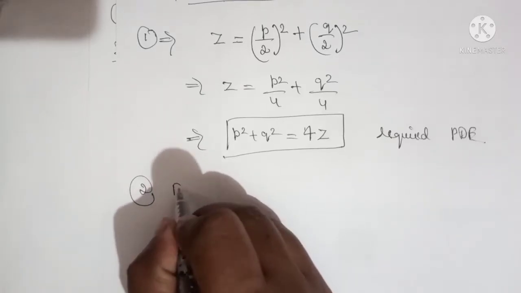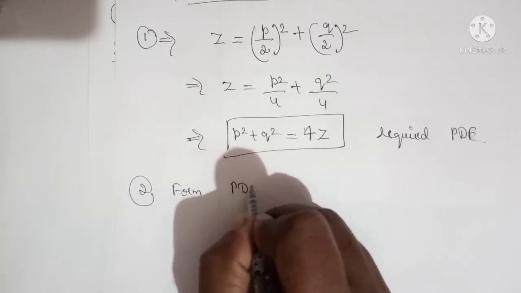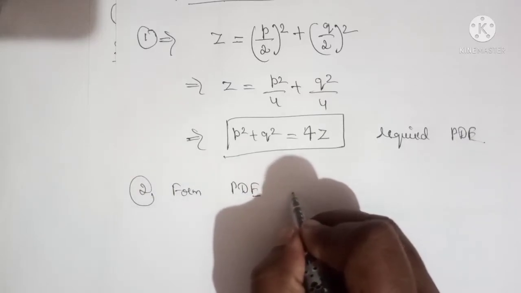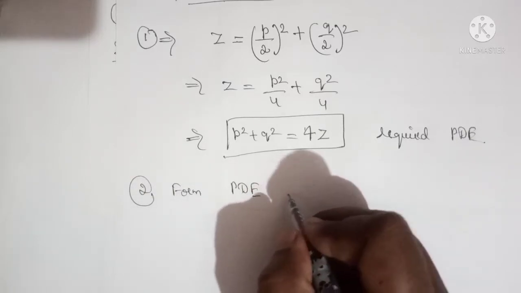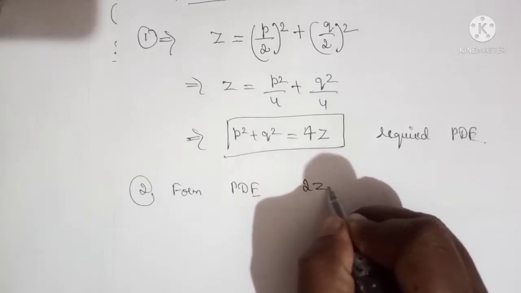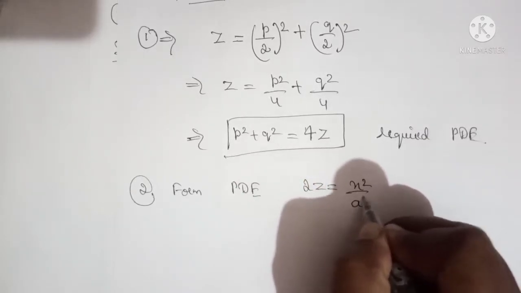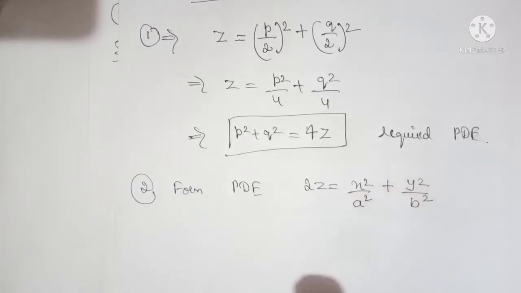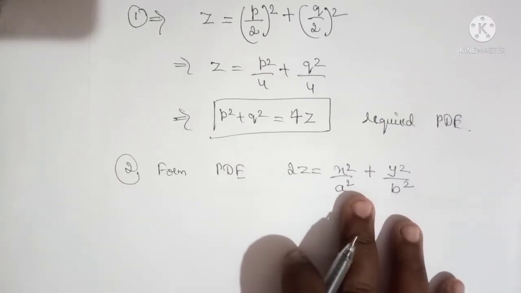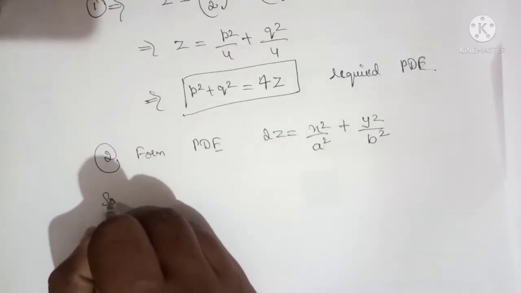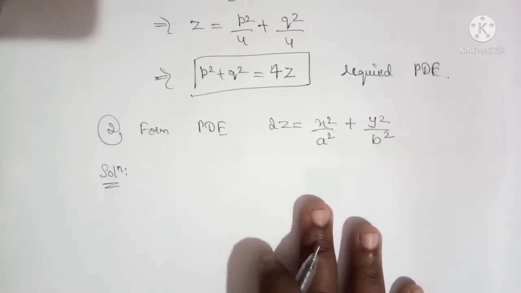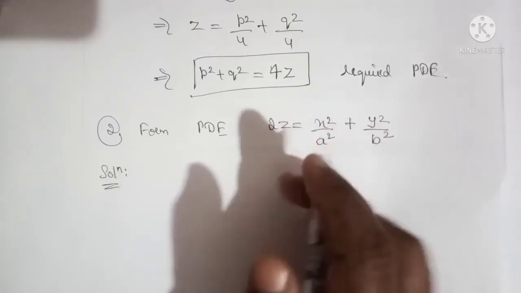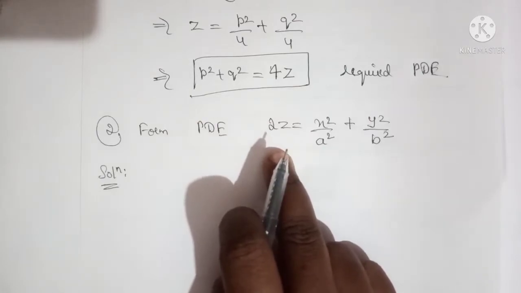So similarly, next we have another question here. Again the same form, PDE by eliminating arbitrary constants. So the question is, the solution of the PDE is given by 2z is equal to x square divided by a square plus y square divided by b square. So from this we have to form the PDE. The given equation is this one. That is the solution of the PDE. So by using this we have to form the PDE.